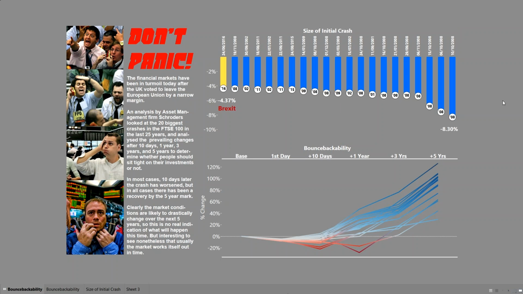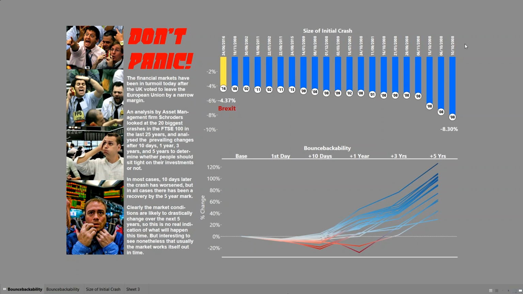So yeah, that's just the size of the initial crash, which is from the announcement of whatever event happened, and then the first day. So it's 1 day's worth of data. And then the chart at the bottom shows how, the bar at the top is basically this area here, the movement from the base, so nothing, to the end of the first day. And then each line represents what happened after 10 days, after 1 year, after 3 years, and after 5 years.